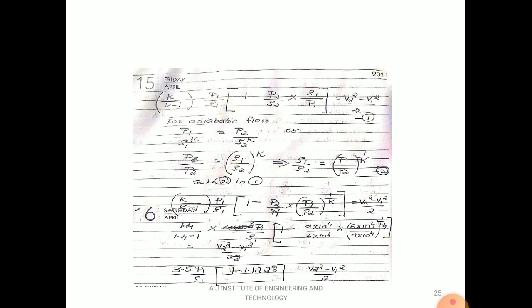But for adiabatic flow, we know that P by rho to the power k is equal to a constant. So you can apply it for two state points, that's 1 and 2. P1 divided by rho 1 to the power k equals P2 divided by rho 2 to the power k, equal to a constant.